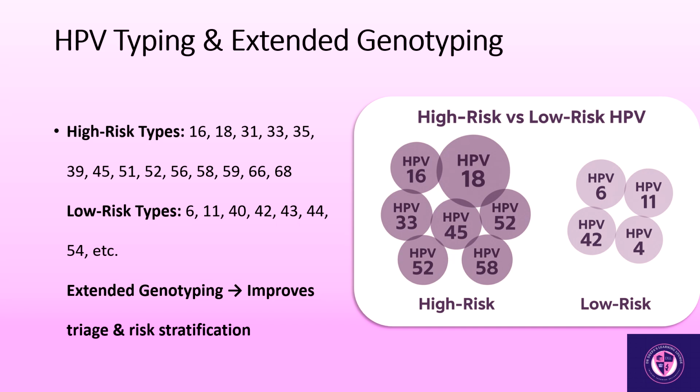Some assay groups provide just groups for practical purposes, while some give full genotype reporting. This categorization basically allows the clinician to fine-tune the risk stratification and tailor the follow-up. Low-risk subtypes like 6 and 11 do not progress into cancer and therefore usually are not targeted for routine screening. Understanding which type is present helps to guide the next step of management, especially in cases where cytology findings are borderline and colposcopy resources are limited.